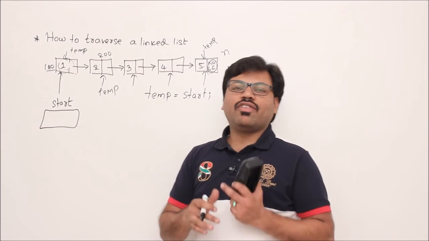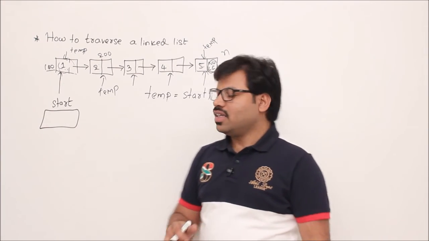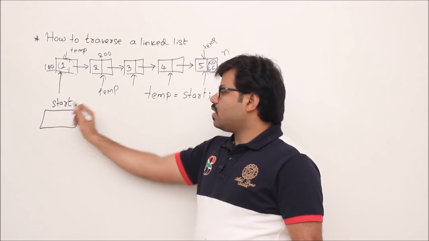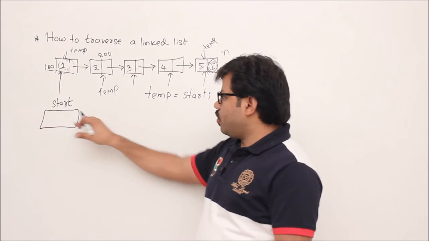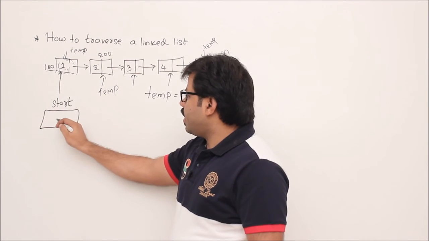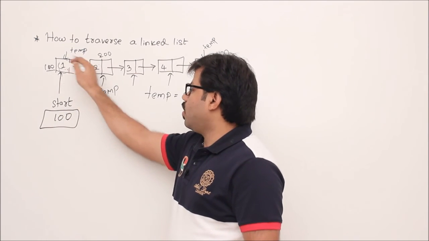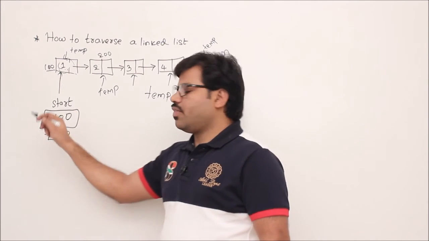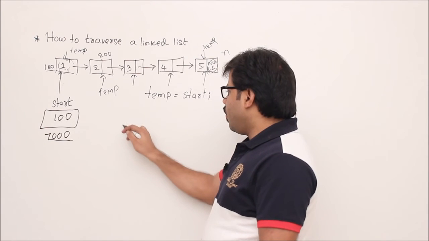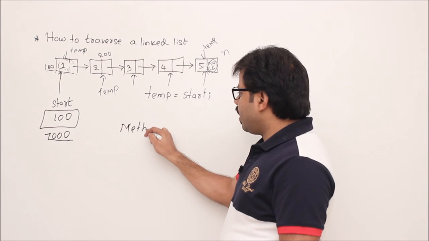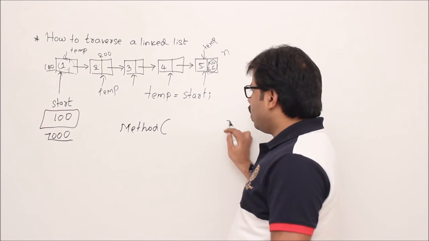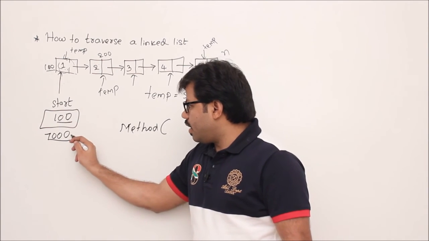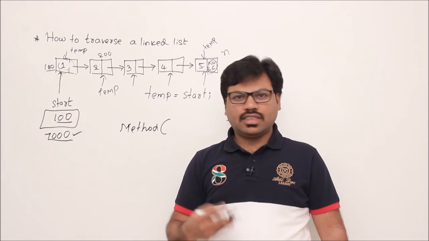I would like to clarify one more thing about this linked list: sometimes I pass the address of start to the method, sometimes I pass the content of start. For example, what is the content of start? The memory address of this box. What is the address of this start? Something which we don't know. Let's assume that is 7000. Then the question is, when you are implementing a method, what will be passed: the address of start or the content of start?